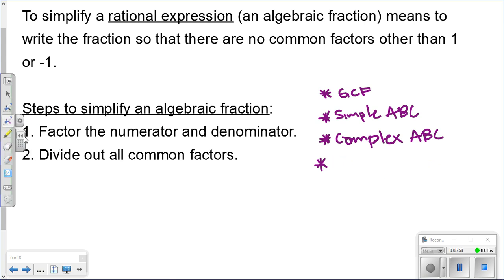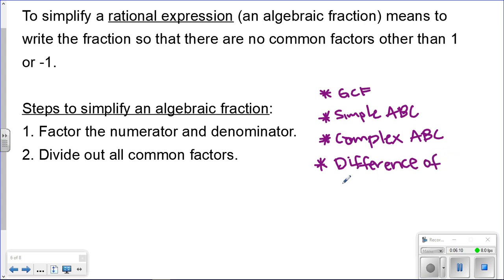Let's try that again. We have difference. Maybe if I say it slowly it'll make it go right better. Difference of squares.